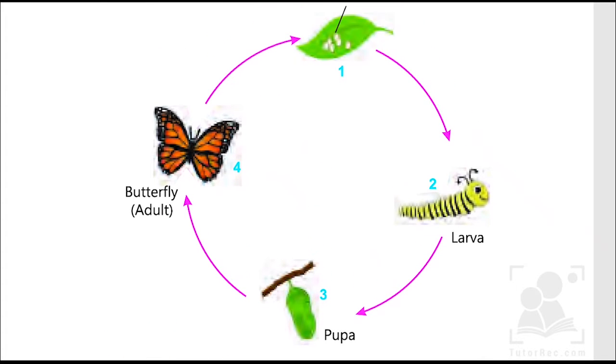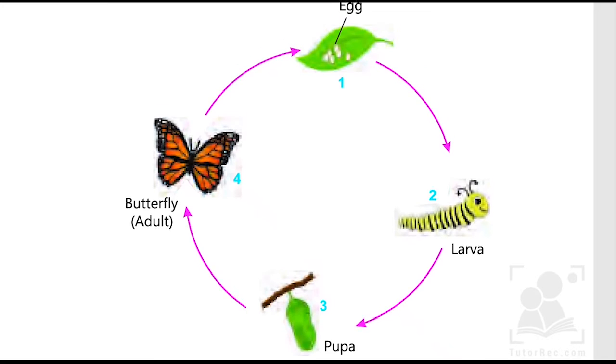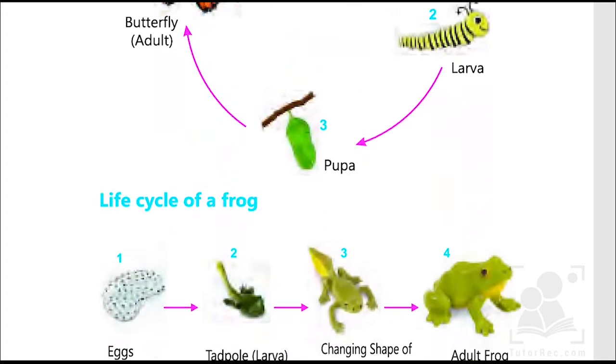So we can see there are 4 developmental phases. The first one is when the eggs are generated. The second one is when the larva is developed. The third one is when the larva is converted into pupa. And the last one is when the adult butterfly is formed. So this is the life cycle of a butterfly.